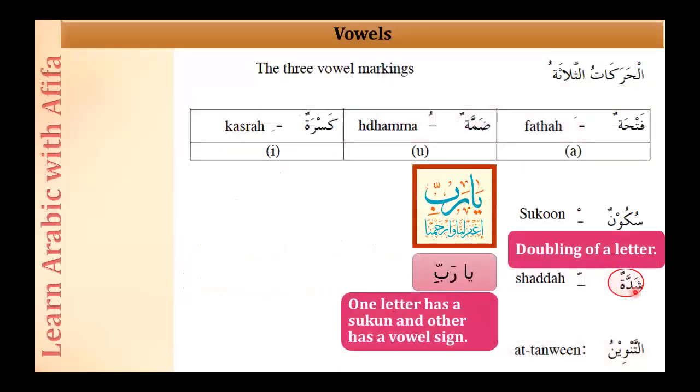Now let's talk about Shadda. Shadda is the small W sign that you see right here. So Shadda is the doubling of a letter. So it means one letter has a sukoon and the other has a vowel. Let's take this word and break it up to understand the Shadda better.